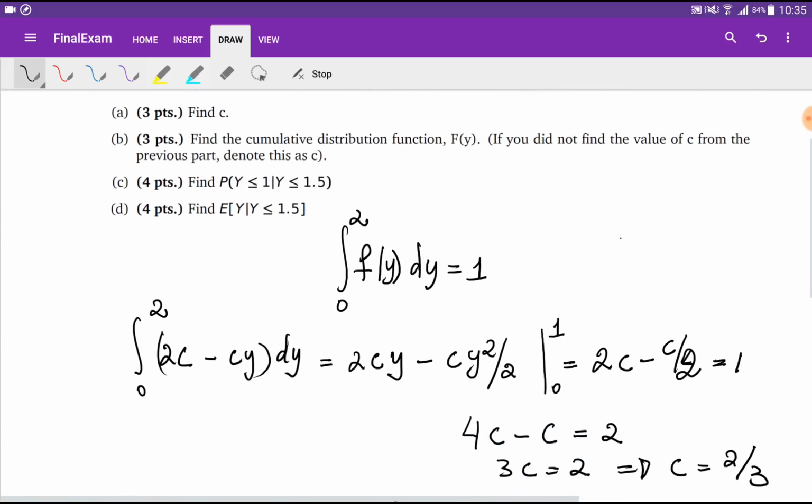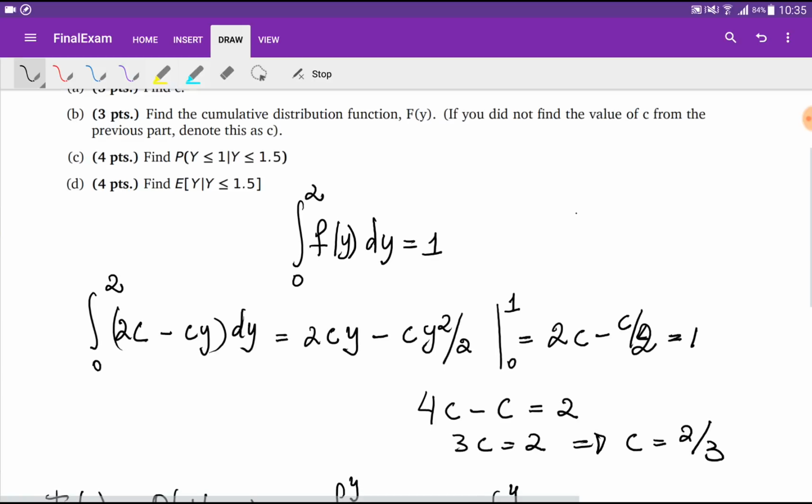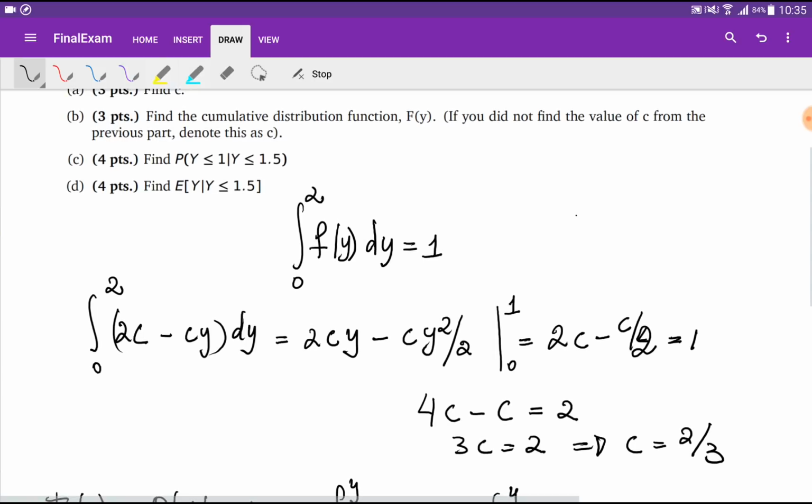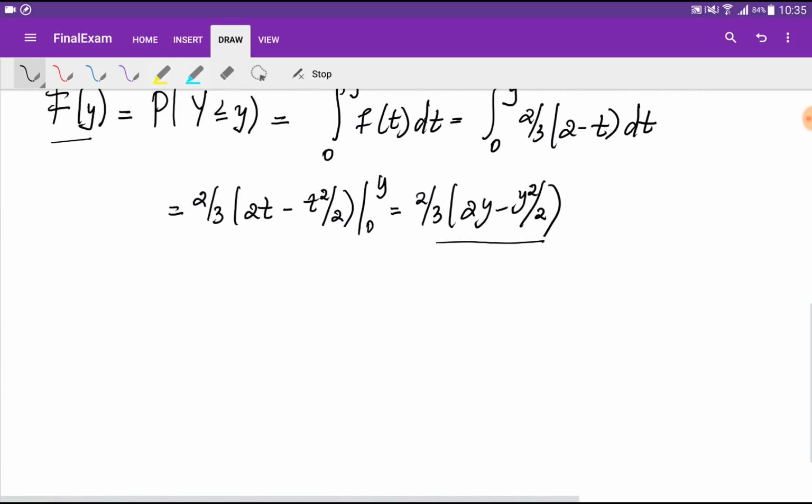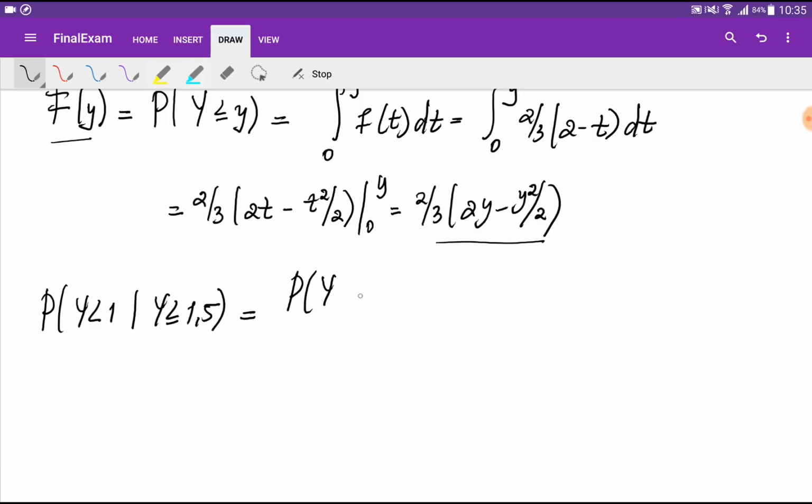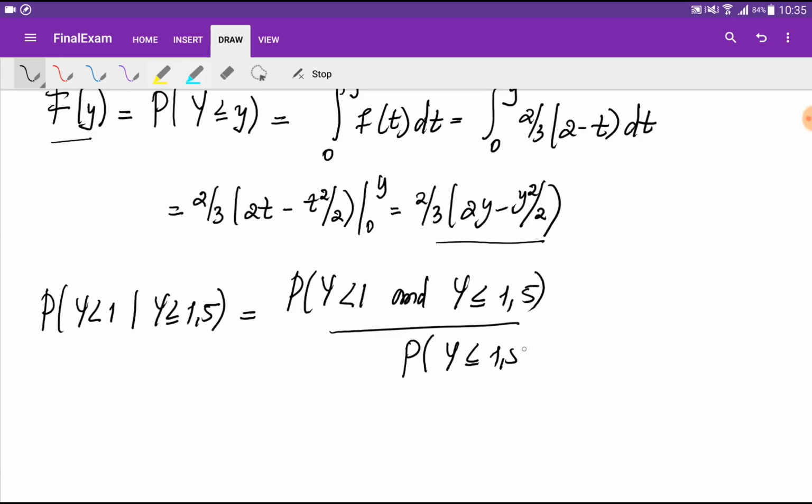So in problem number 3, we need to evaluate the probability that Y is less than 1, given that Y is less than or equal to 1.5. So the probability that Y is less than 1, given Y is less than or equal to 1.5, is going to be equal to the probability that Y is less than 1 and Y is less than or equal to 1.5, divided by the probability that Y is less than or equal to 1.5.